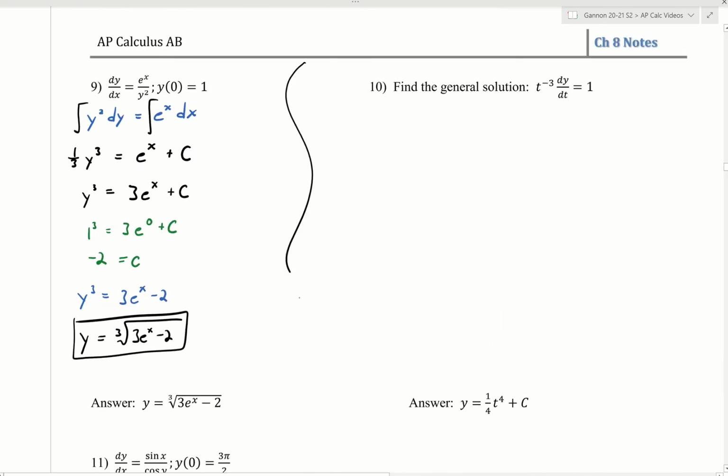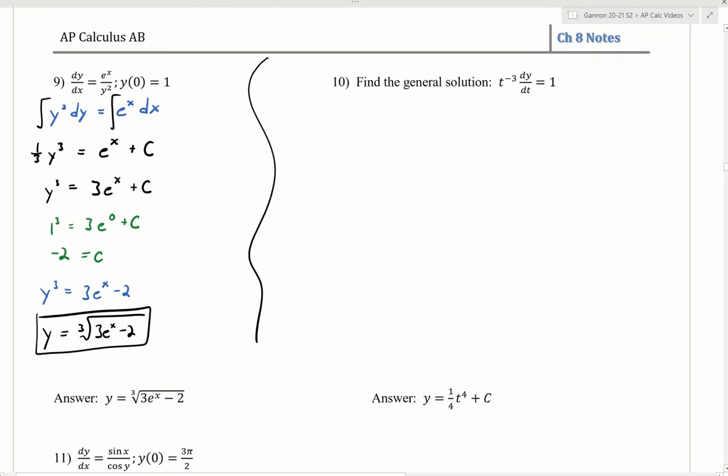All right, moving on to number 10. This one's not too bad, but now we've got a t instead of an x, but kind of the same thing. We want to get the y's on one side, the t's on the other side. So let's keep the y's on the left side. So really it's just dy. And then on the right side, t to the negative third is the same as 1 over t cubed. So we can multiply by t cubed and the dt as well.